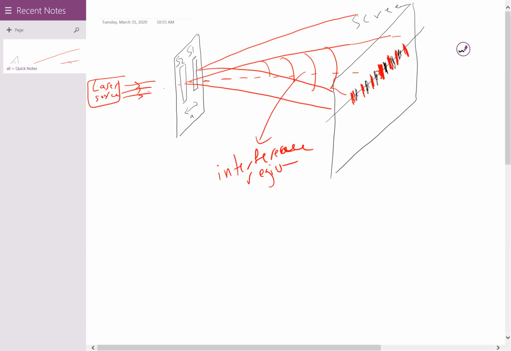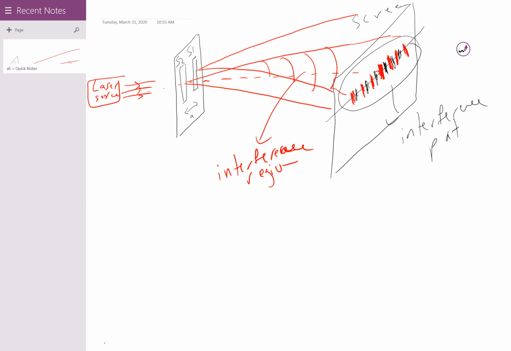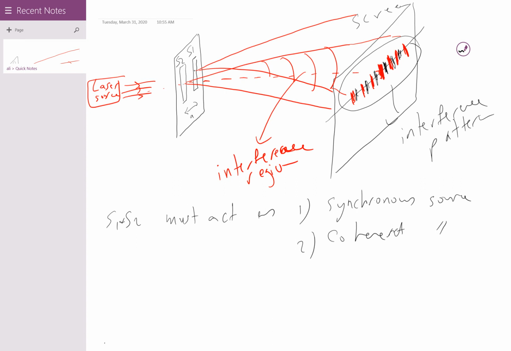The important thing I have to remind you about is that for this interference pattern to take place, to exist, the two sources, S1 and S2, must act as, number one, coherent sources or synchronous sources. And number two, they must act as coherent sources. By synchronous sources I mean that F1 must equal F2, and this is very easy to obtain. The frequency of the wave emitted by S1 must be equal to the frequency of the wave emitted by S2 in order to call S1 and S2 synchronous.